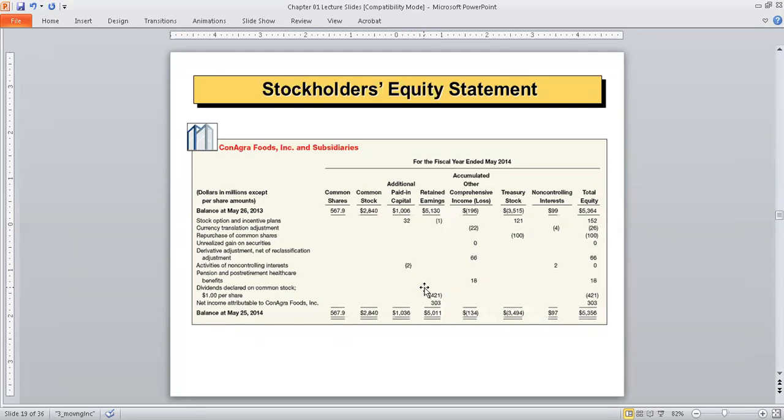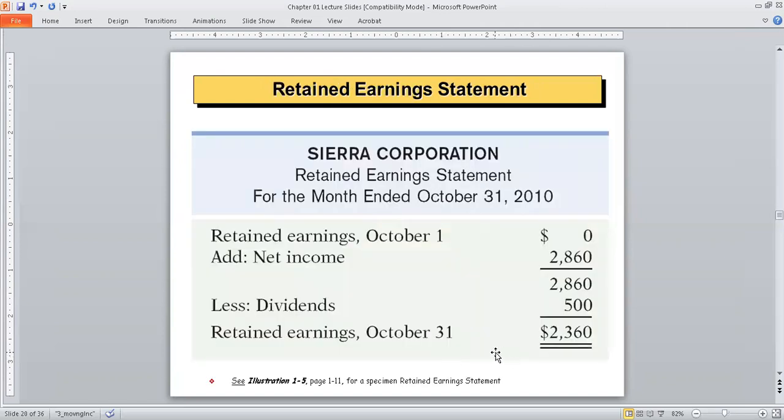But there's a lot of classifications here. 1, 2, 3, 4, 5, 6 different classifications on this one. Sometimes there's even more than that. So this is just a little bit beyond us. So the much more simple retained earnings statement is simple just because it doesn't do much. It just tells us how much earnings the company keeps to use for its own purposes and how much it gives back to the owners in the form of profit sharing.